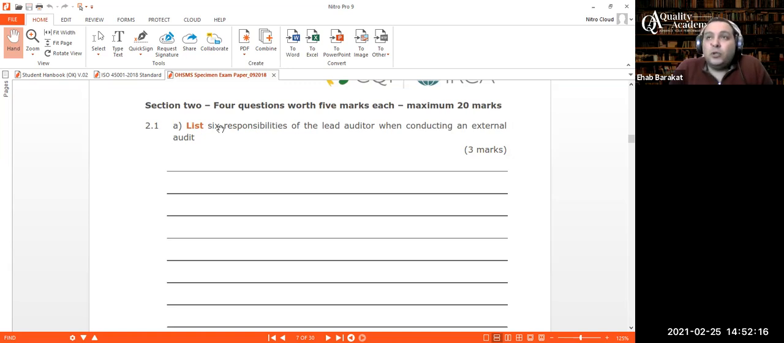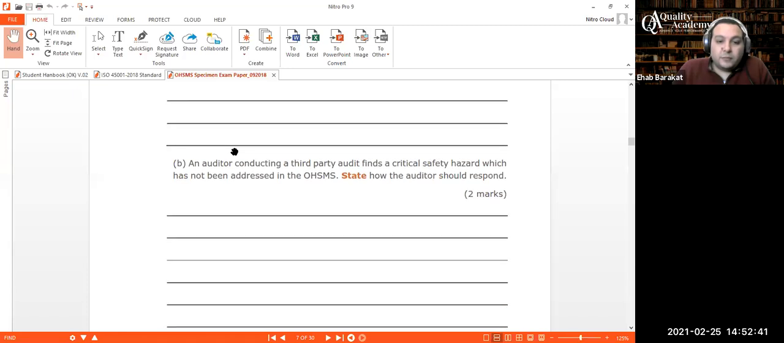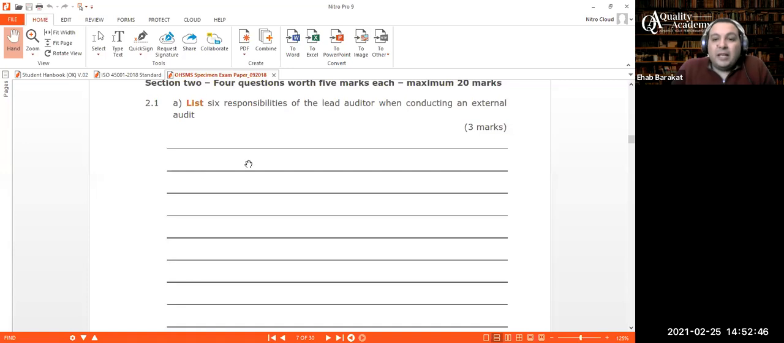He is the person who determines and classifies non-conformities after audit. He is responsible for the preparation of the final audit report. He is responsible for following up with the auditee if there are any non-conformities. These are the responsibilities. When there is any question A and B, it means that the questions are related to each other. Okay?